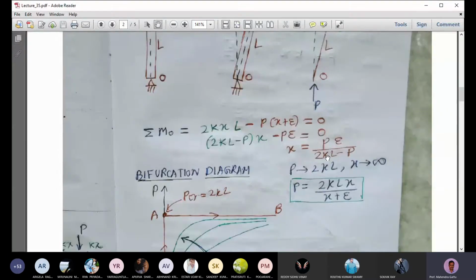But there usually will be some eccentricity in the experiments. Another thing you can see is in the denominator we have 2KL minus P. So for small values of P, we'll get 2KL minus P a positive value and X will have some value. But as P approaches 2KL, the denominator will go to 0, and as a result, X will blow up and become infinite. So there will be large deflections as the applied load P reaches 2KL. This is another way to think of buckling, another way to get the buckling load.